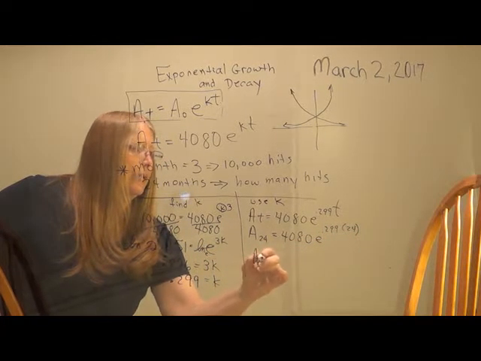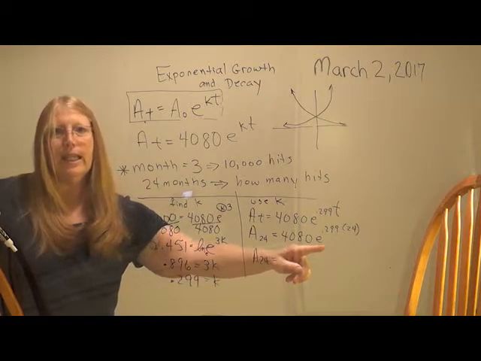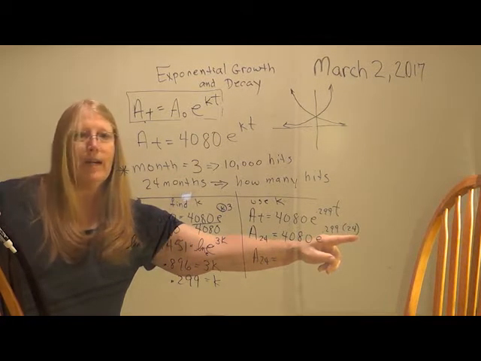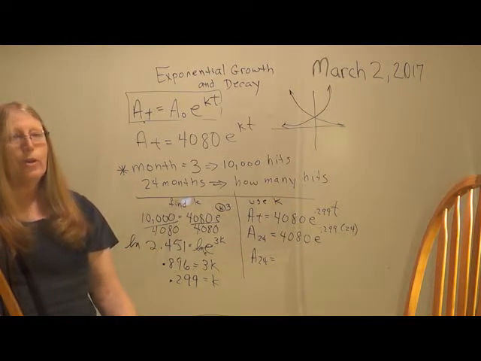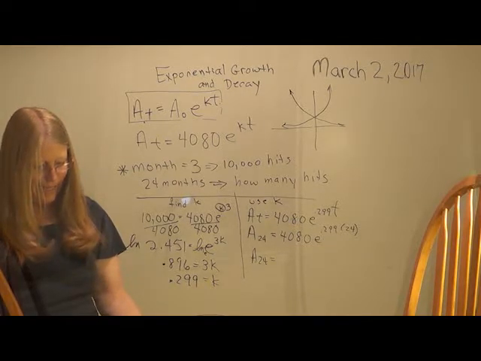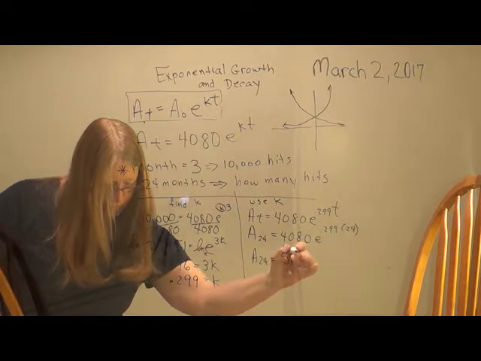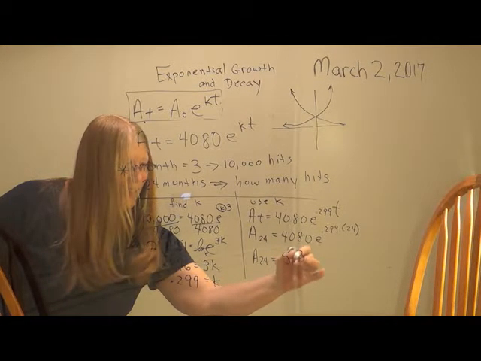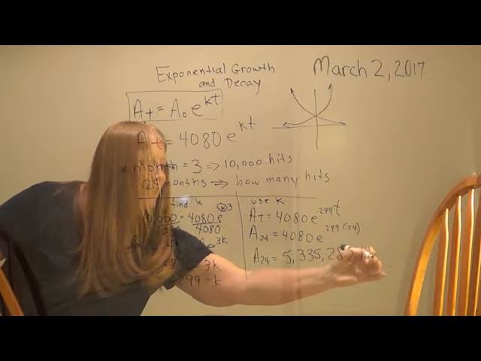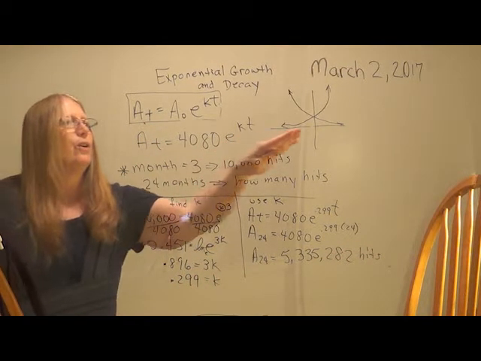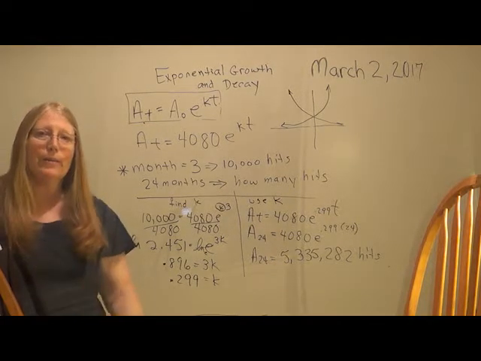So the amount at 24 is simply tapped into your calculator. I would suggest doing the e raised to whatever this product is first, times 4080. Whatever order you can get to work it out, it'll come out to be 5,335,282 hits. So you can see how this is growing exponentially. It got up to a lot of hits very quickly when there's exponential growth.